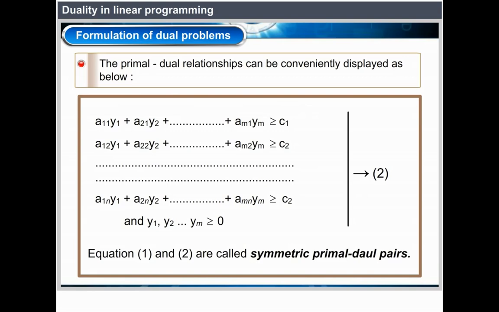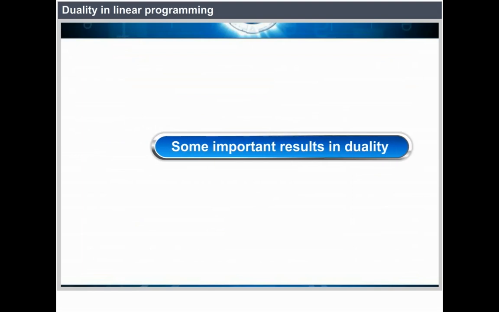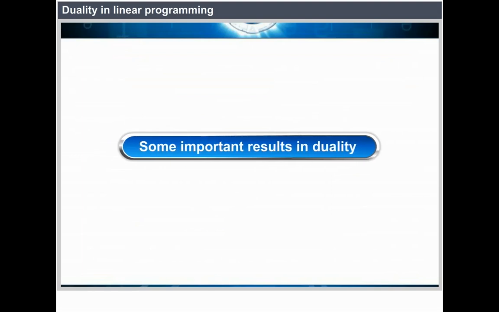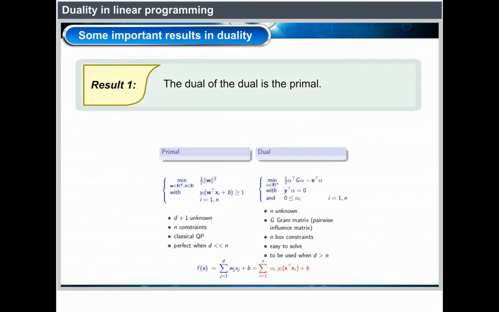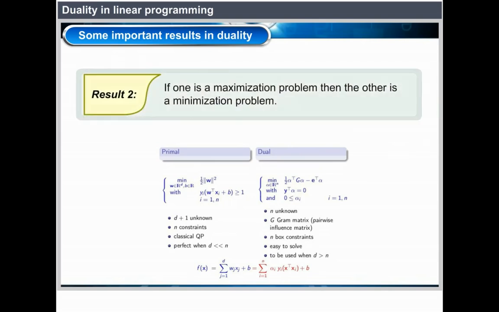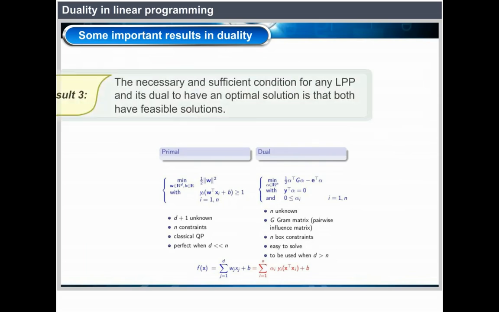Equation 1 and 2 are called symmetric primal dual pairs. Some important results in duality. Result 1. The dual of the dual is the primal. Result 2. If one is a maximization problem, then the other is a minimization problem.